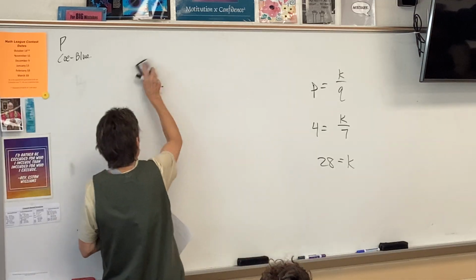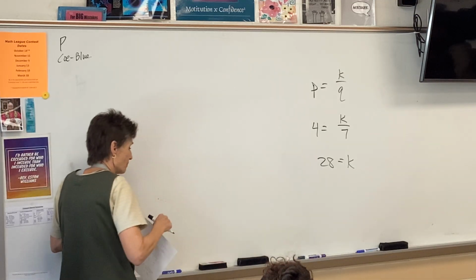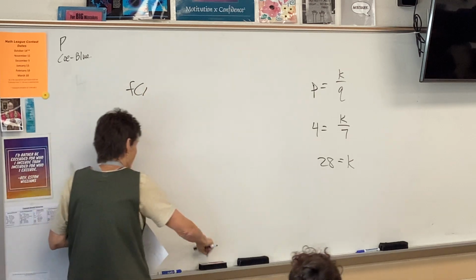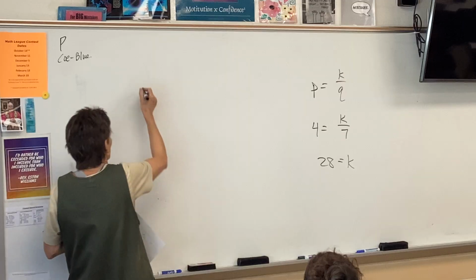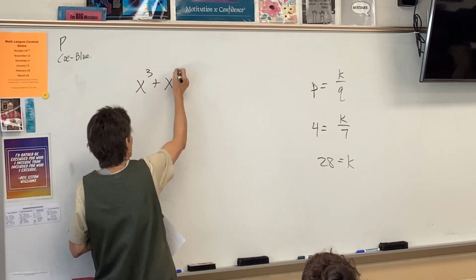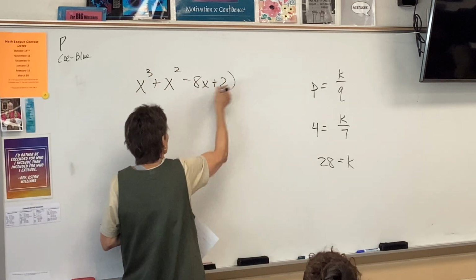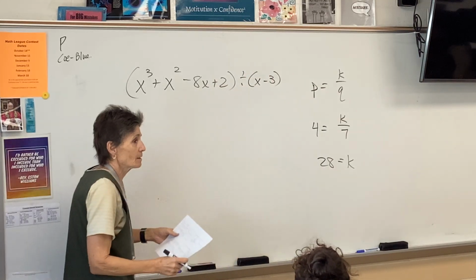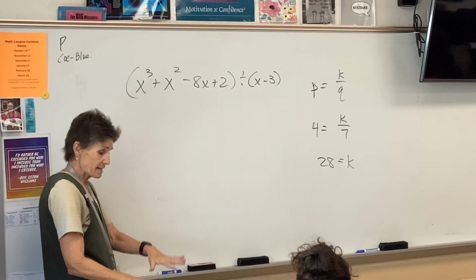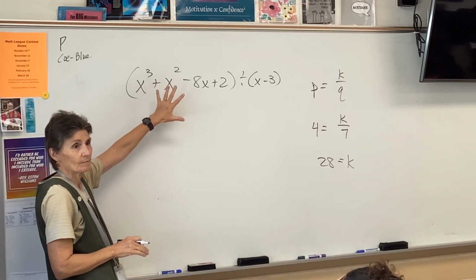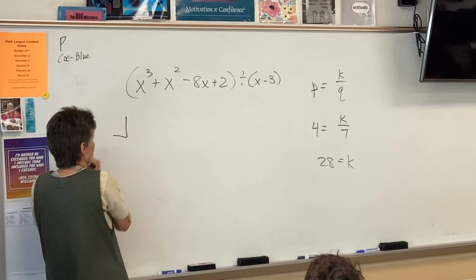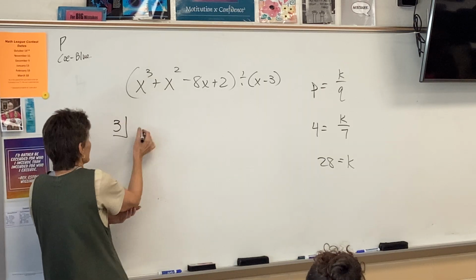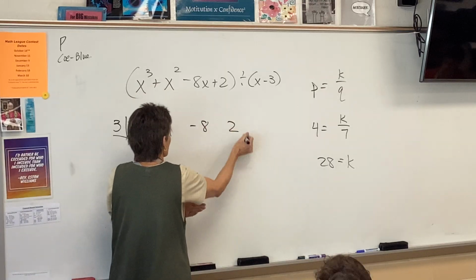Let's look at something real quickly here, with a smaller problem. Let's suppose that we have x cubed plus x squared minus 8x plus 2, and we're gonna divide that by x minus 3. All right? This is not this problem, I'm showing you something here. So you would do the division, what would go in the box out here? 3, yep. And don't need any zeros, so I'll do this division.